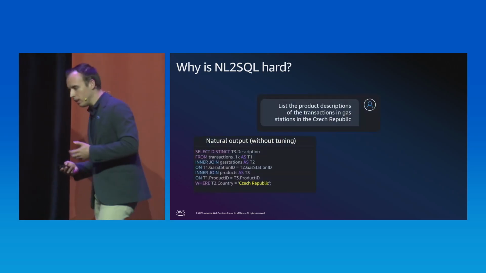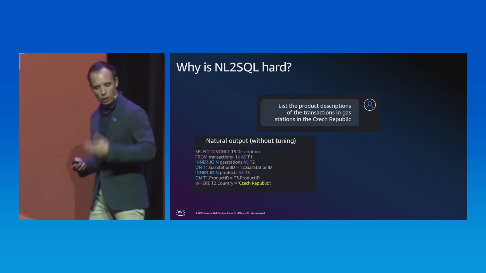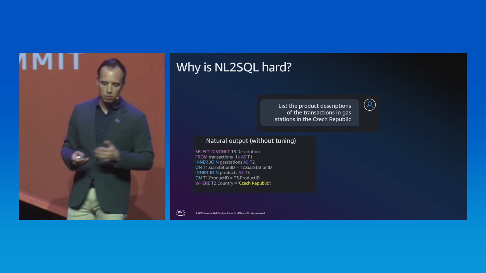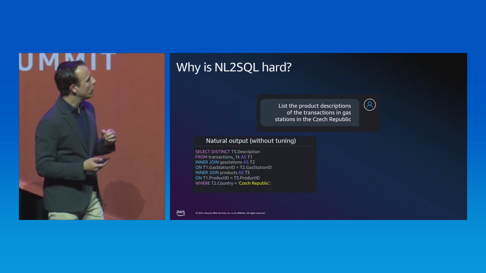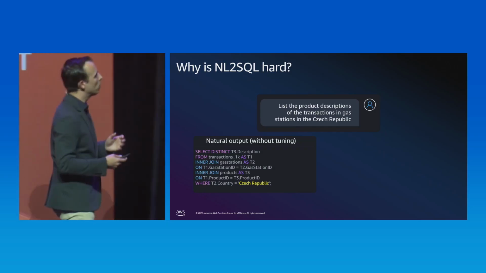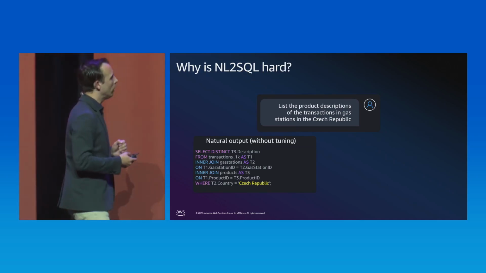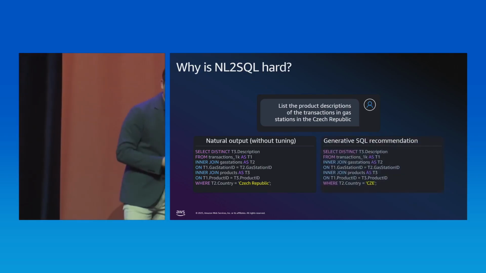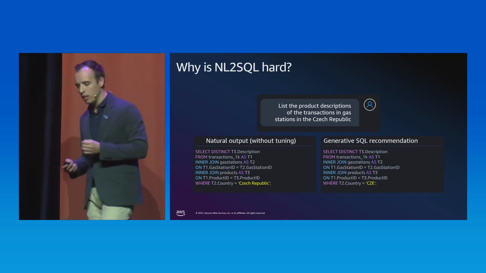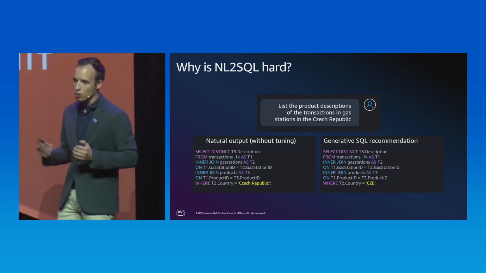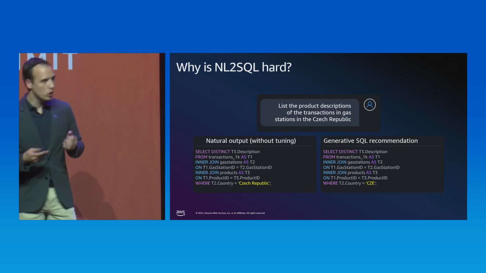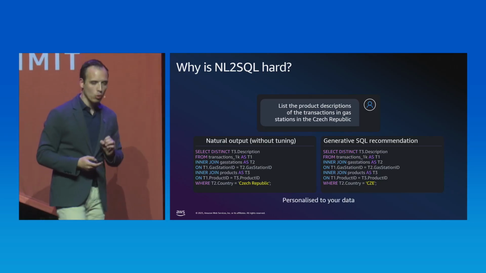But it goes further. It's not just the schema. So in this case, again, I'm going to be looking at gas stations in Czech Republic. And again, provided we've got the right database, right schema, it's going to build a query. But in my case, I'm actually not storing the countries as a full name. I've got my countries as an ISO code. So it's not just about the schema, it's also about the data.